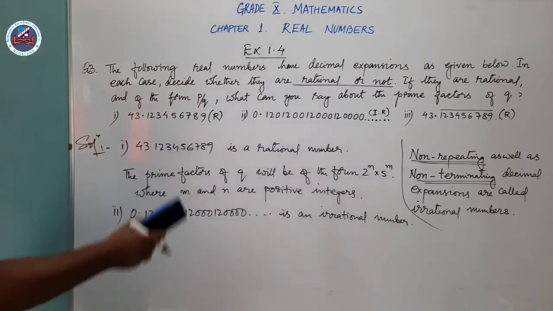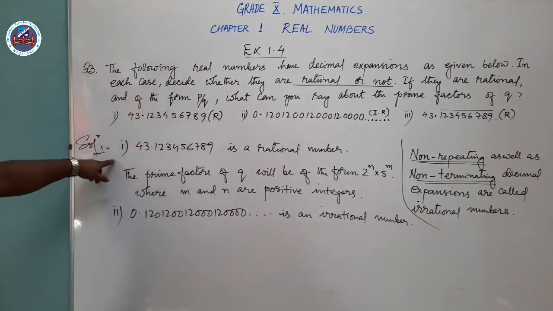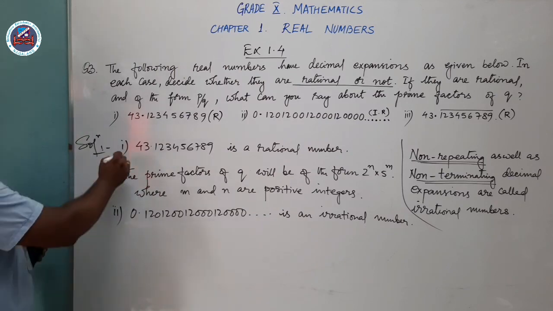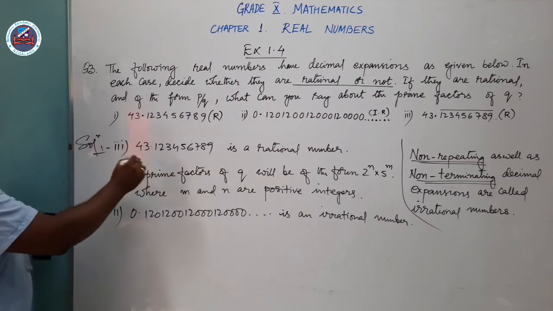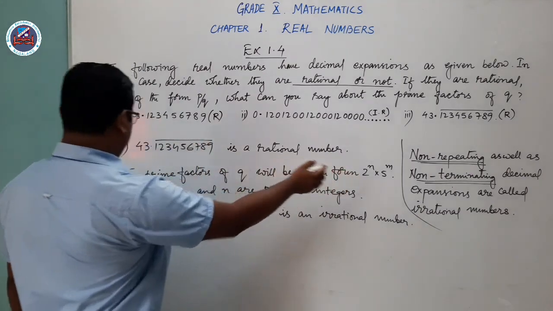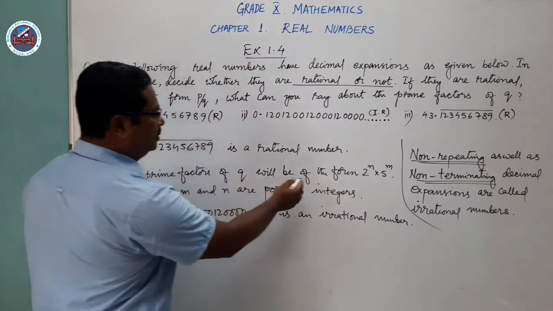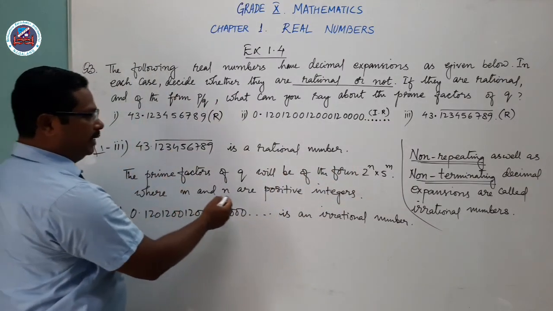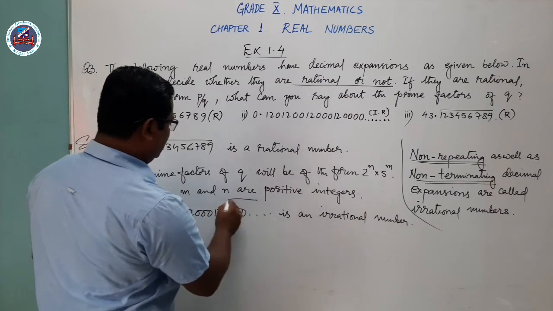Again, the third one, you write down 43 point. This is the third one. Now when you do the third one, a bar is there. It is a rational number, and the prime factors of q will be of the form 2 to the power n, 5 to the power m, where m and n are positive integers.